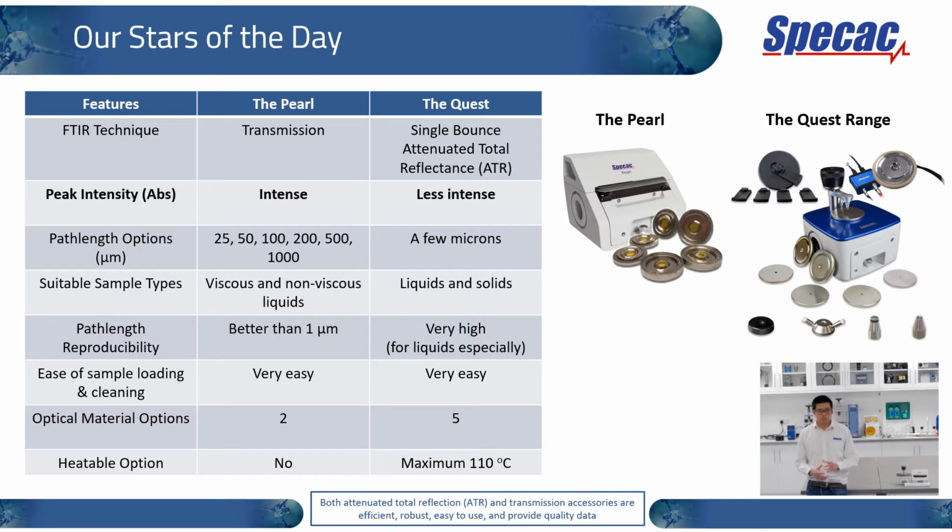Transmission gives you higher intensity due to the use of the transmission technique rather than ATR. But also the bottom key feature there, where it says heatable option, it's worth highlighting that the PEL doesn't currently have a heatable option. But we do have the Quest heated puck now, which is able to heat up to 110 degrees maximum, and of course the Golden Gate that can heat up to 300 degrees maximum. And these heatable ATR solutions could be your answer to applications where the melting of the sample is necessary.